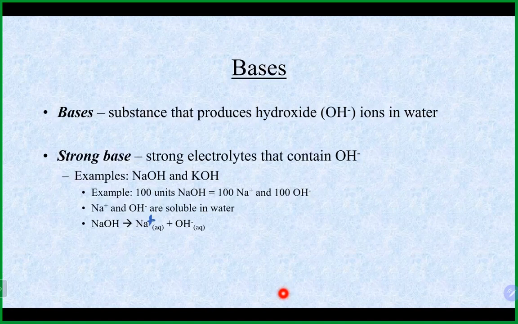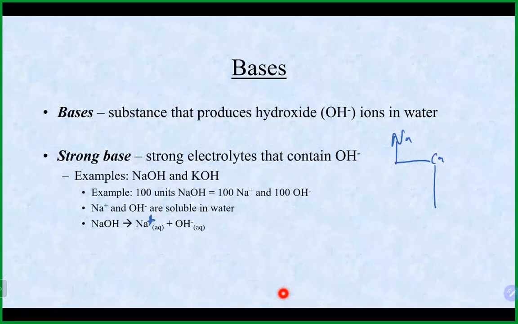If you look at the periodic table, right around lithium or sodium, coming down to calcium, any of those guys that have hydroxide in the formula, like sodium hydroxide, potassium hydroxide, calcium hydroxide, those are all strong bases.